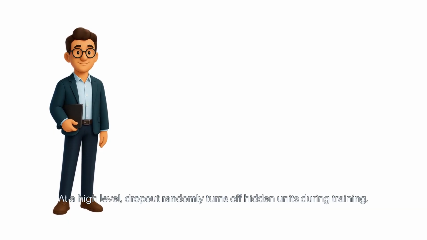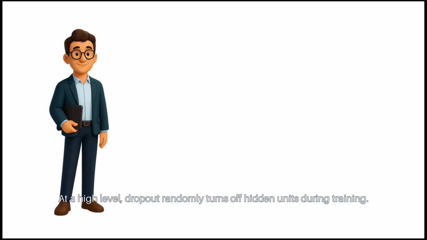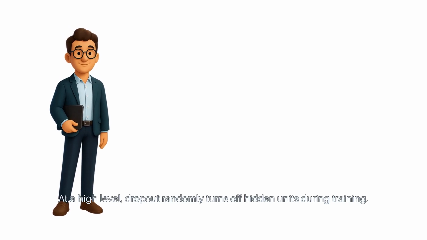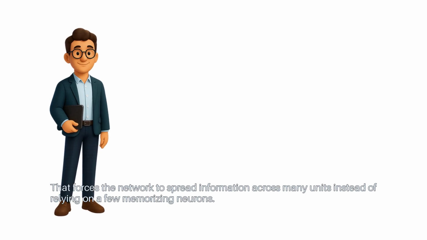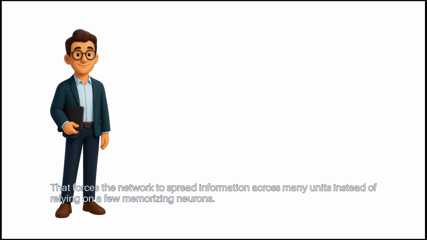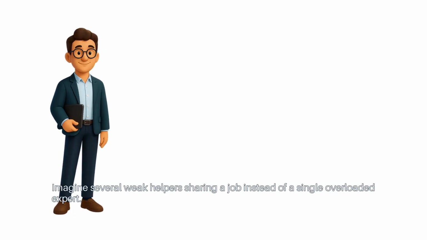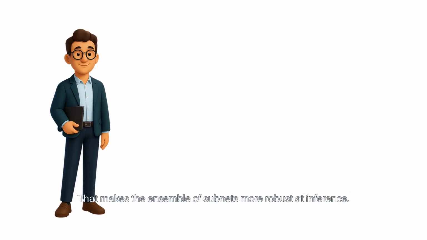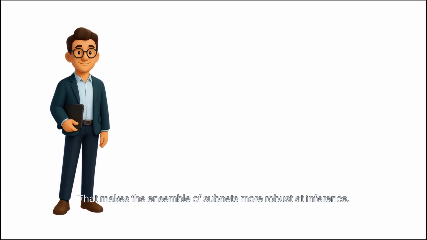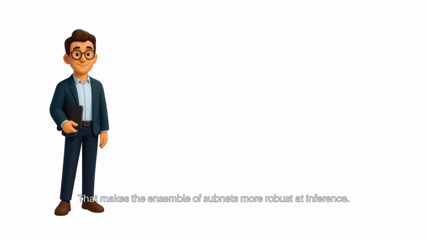At a high level, dropout randomly turns off hidden units during training. That forces the network to spread information across many units instead of relying on a few memorizing neurons. Imagine several weak helpers sharing a job instead of a single overloaded expert. That makes the ensemble of subnets more robust at inference.